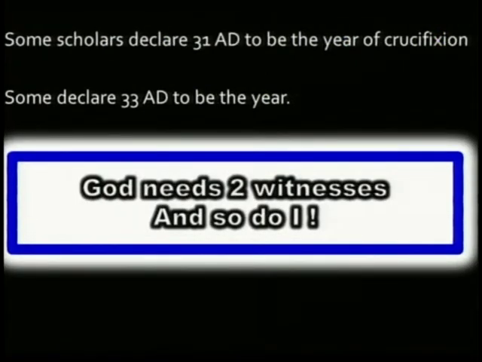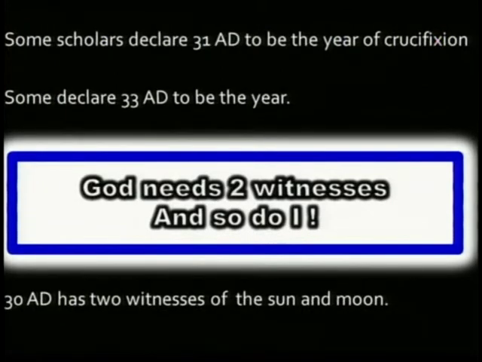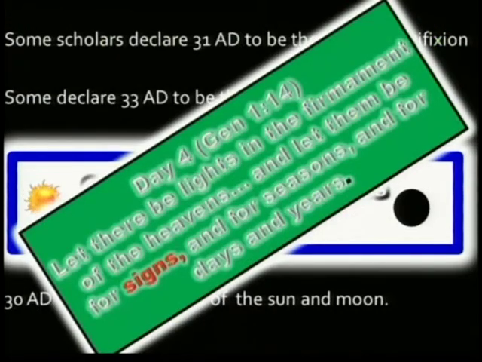God needs 2 witnesses, and so do I. 30 AD has 2 witnesses, and they are the sun and the moon. Again, on day 4, remember God said, "Let there be lights in the firmament of the heavens, and let them be for signs, and for seasons, and for days, and for years."